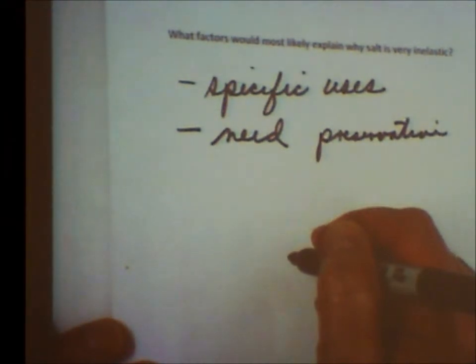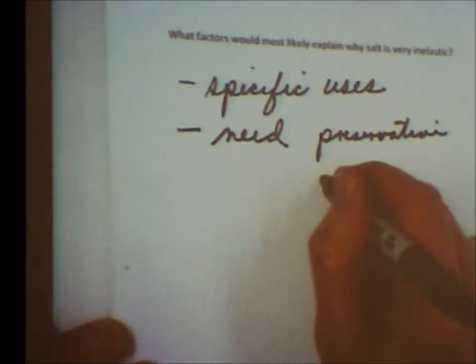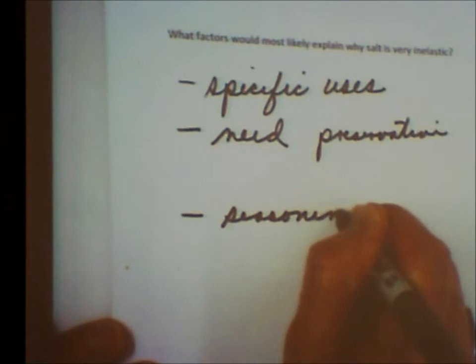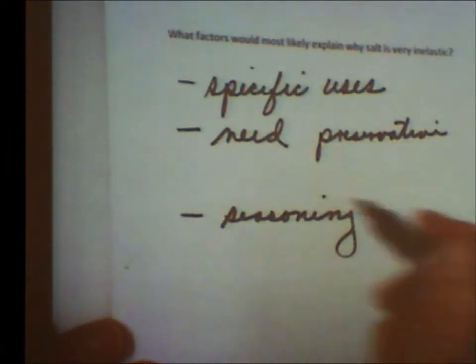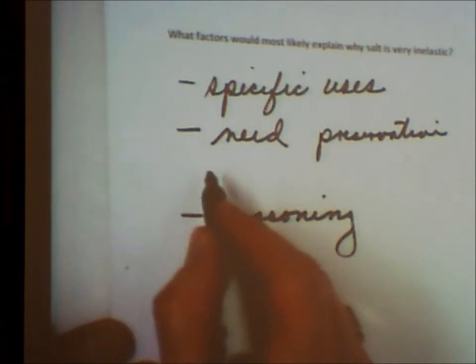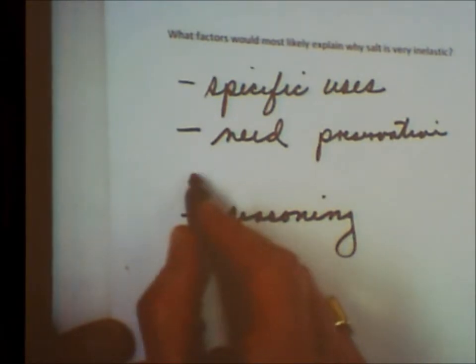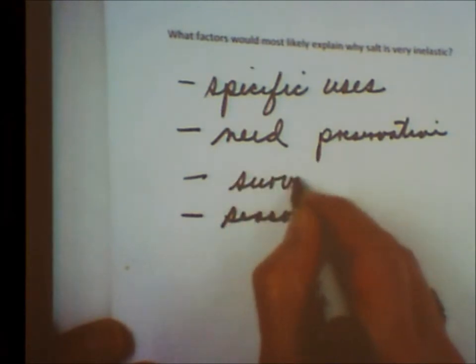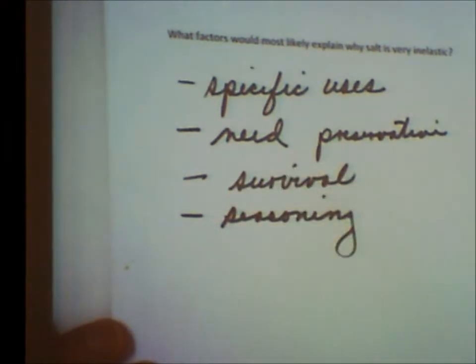What other type of need might be? A spice. If someone has low sodium issues. Do we need it to live, to survive? Yeah, you need a small amount of sodium to survive. If someone doesn't have enough sodium intake, low sodium.